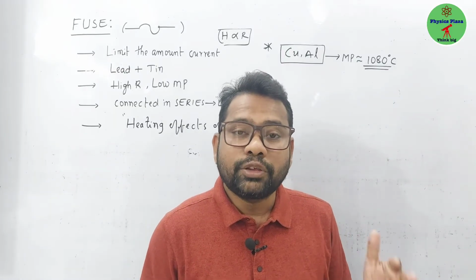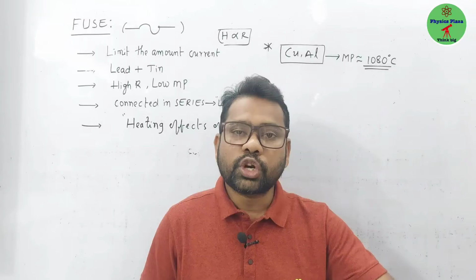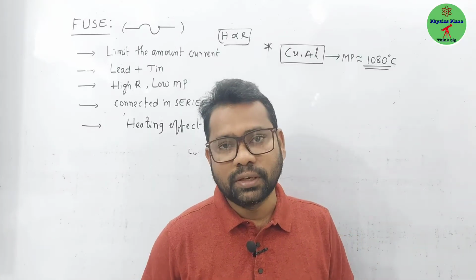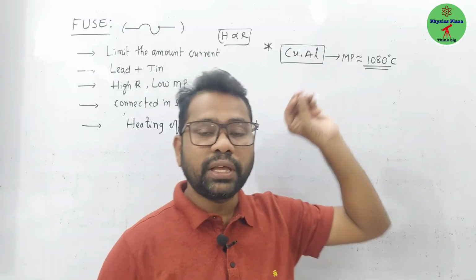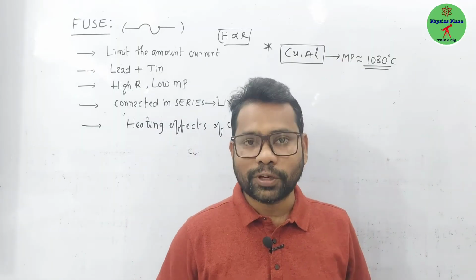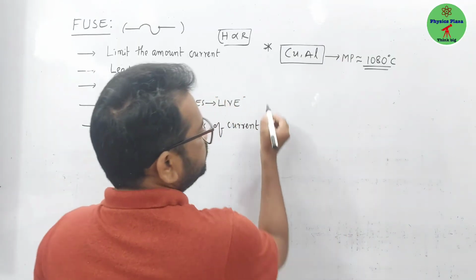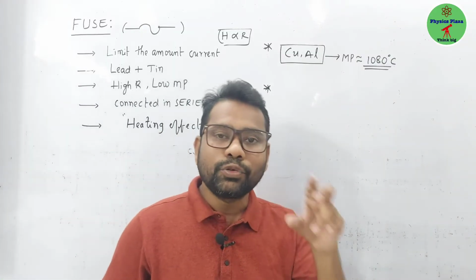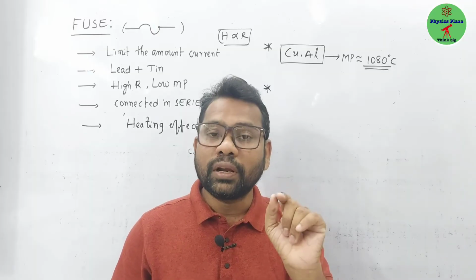So what will happen, that huge current may lead to a short circuit, may lead to damage of electrical appliances. Because of their high melting point only, they are not preferred as fuse wires. Clear? Fine. Now let us come to why we can't connect a fuse in a neutral wire. Why only in a live wire?